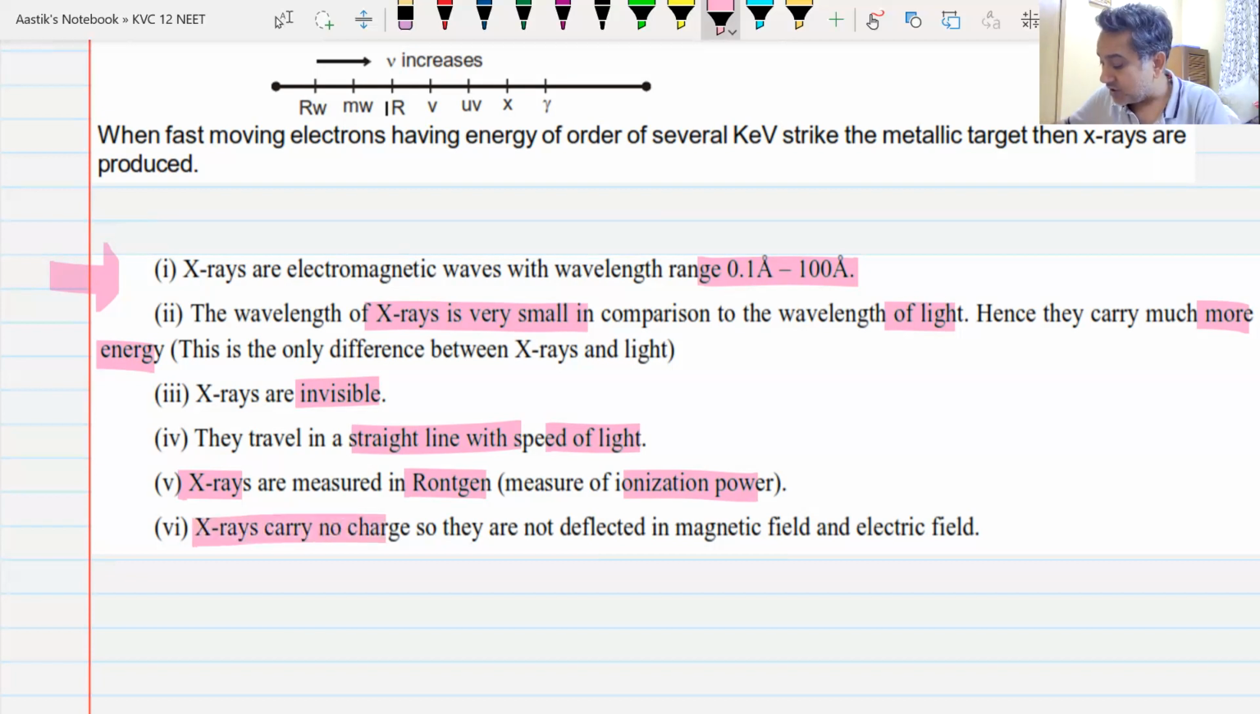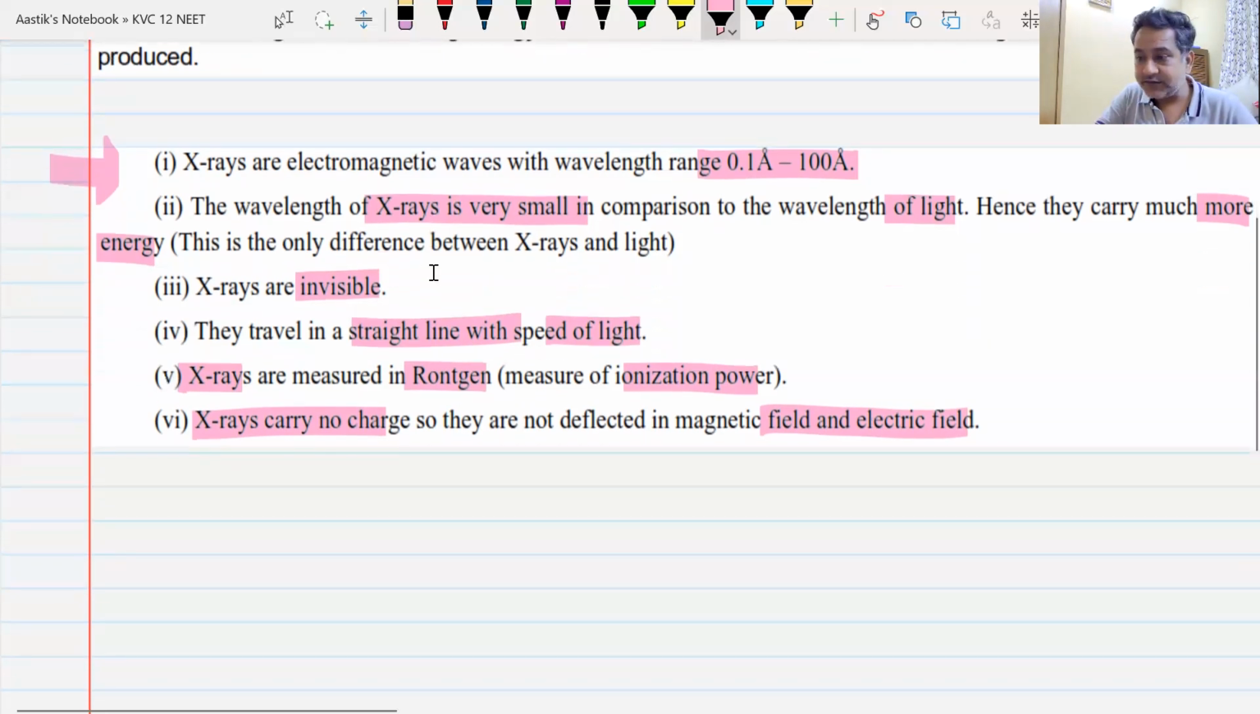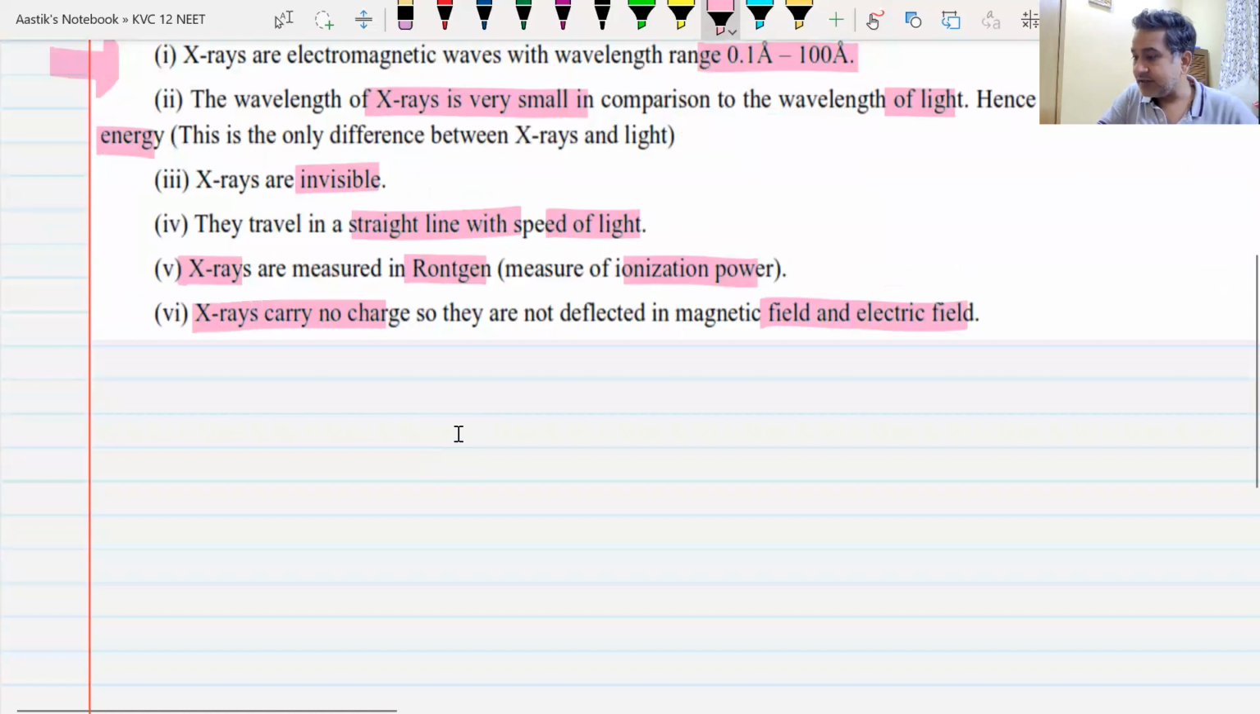They carry no charge, so they are not deflected by electric or magnetic fields. Do you understand this? Yes, sir. You will have to just note down these properties as they come. Most of the questions that we face are based on these properties. You can see these properties, yes or no? Yes, sir. Okay. Keep noting them down.